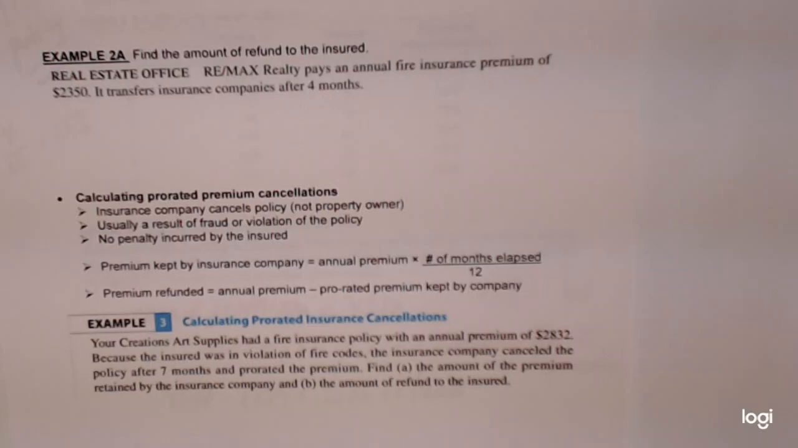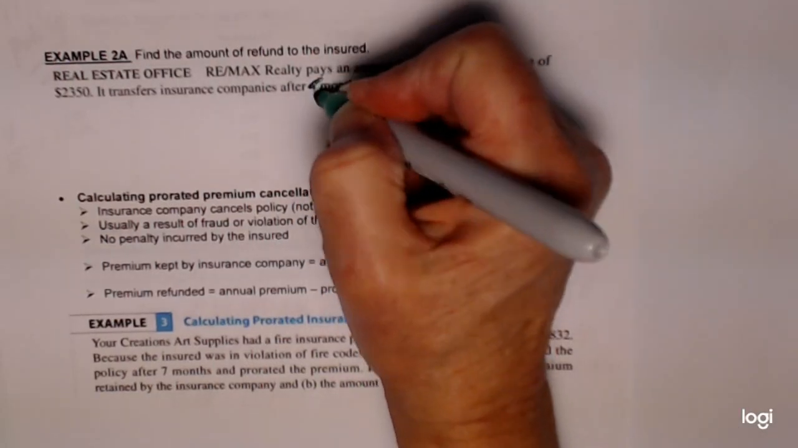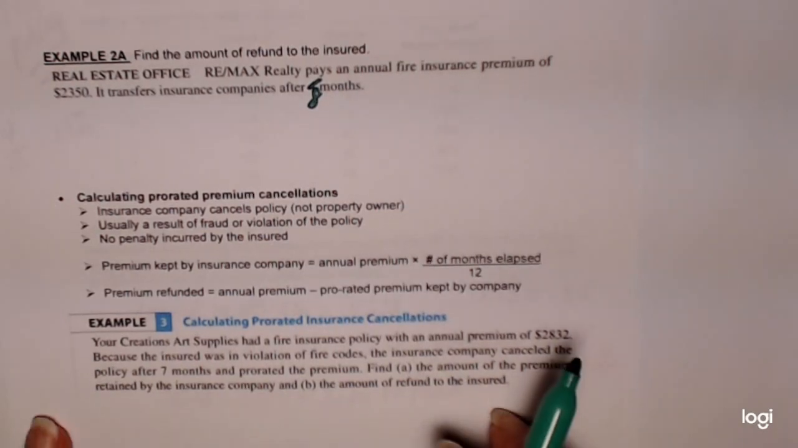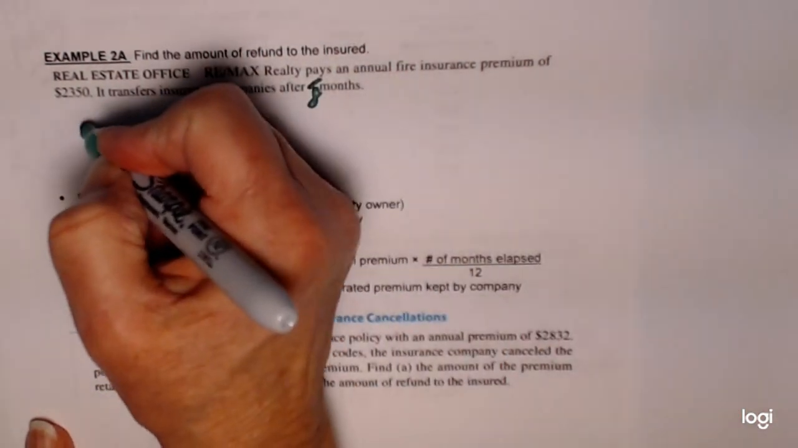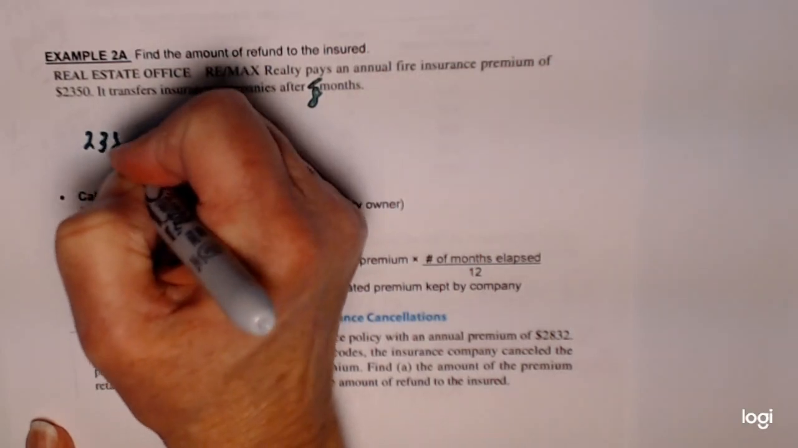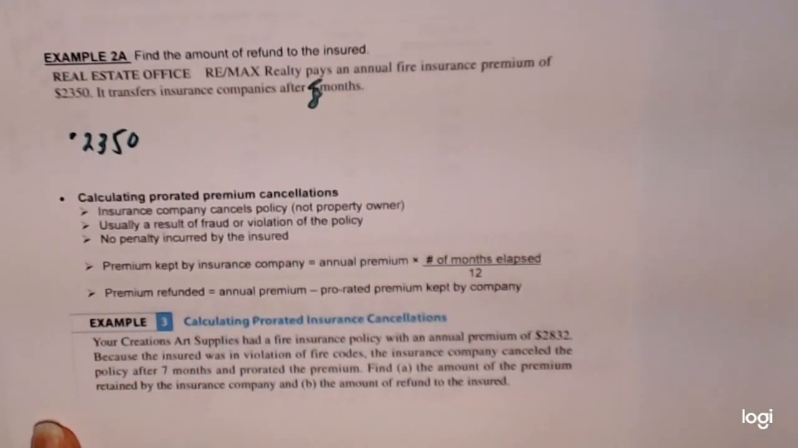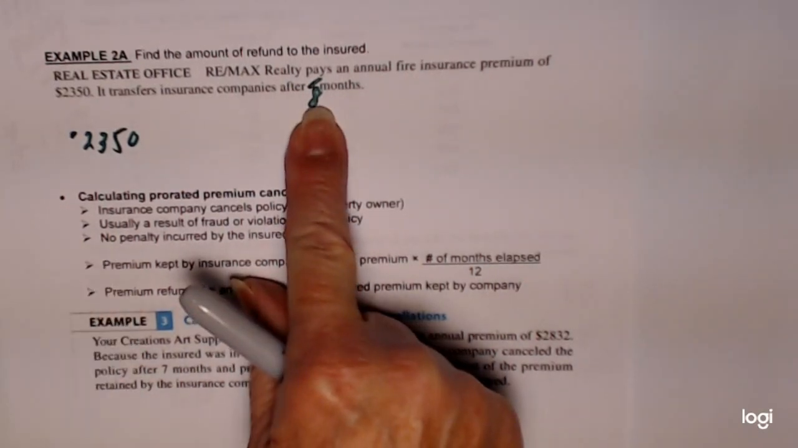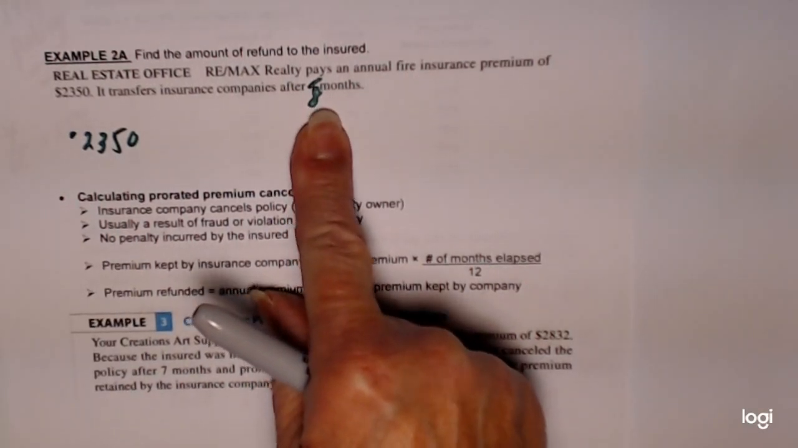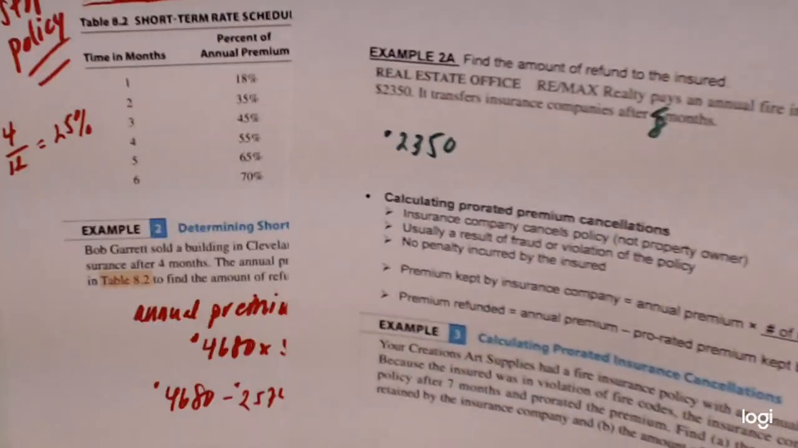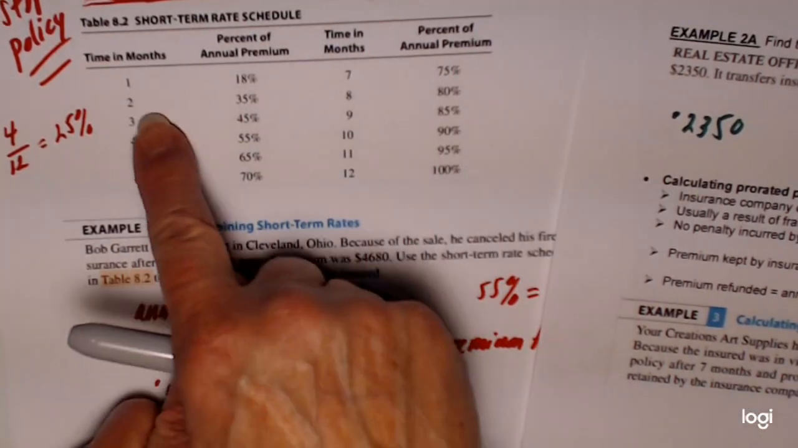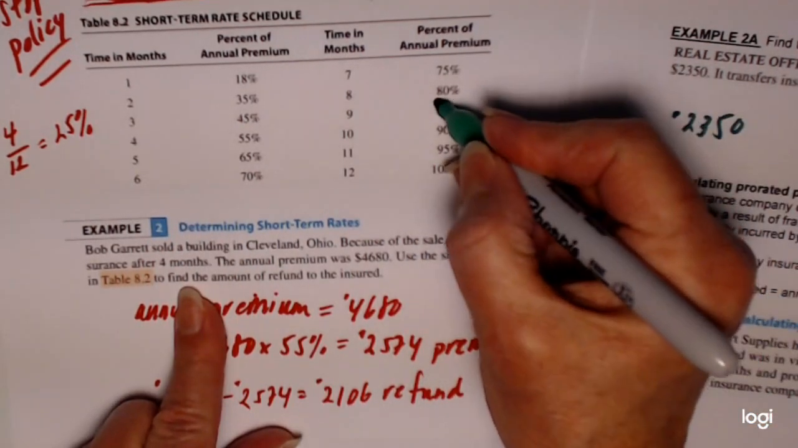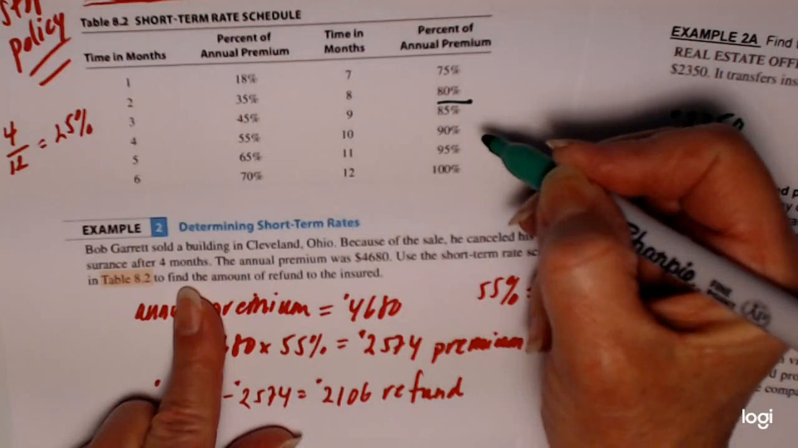Actually, you know what? Let's change this. We did 4 months already. So let's do 8 months and take a look after 8 months. Do something different so we don't get bored. So here's the annual premium, and for 8 months, we have to determine the factor. So going back to our sheet here, time in months, for 8 months, it's 80% of the premium.